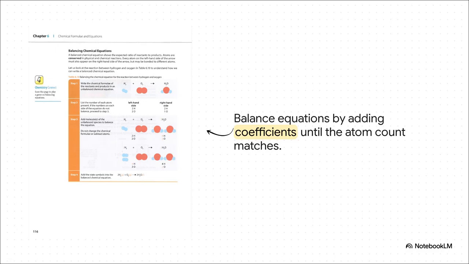The way we fix this is called balancing. And here's the golden rule. You have to remember this. You can never, ever change those little subscript numbers. Why? Because if you change H2O to H2O2, you don't have water anymore. You have hydrogen peroxide. You've changed the ingredient. Instead, what we do is add big numbers, called coefficients, in front of the whole molecule. This is like saying, okay, instead of 1 water molecule, let's make 2. You're changing the amount, not the ingredient itself.